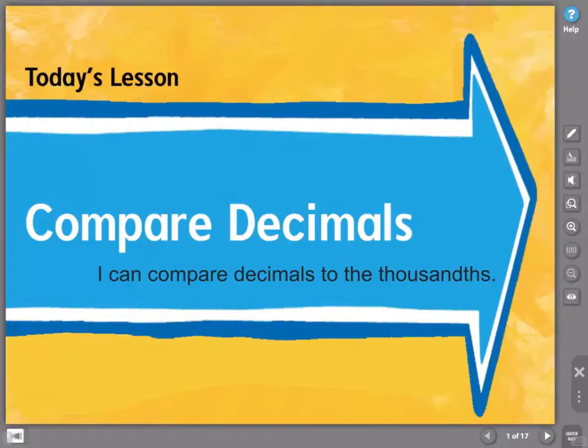Today's lesson is on comparing decimals. Our I can statement today is: I can compare decimals to the thousandths.